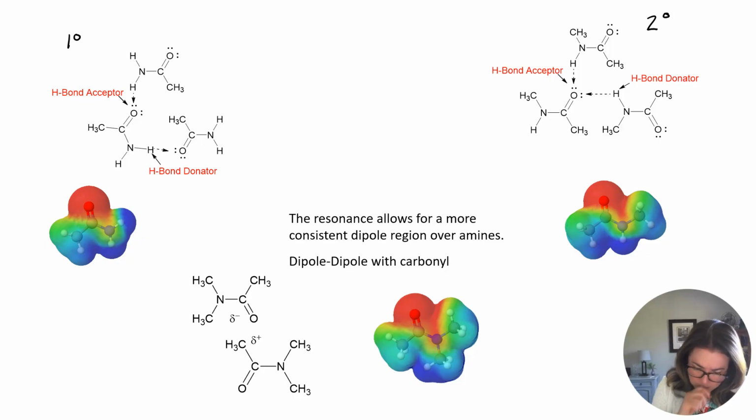Now, when we start to talk about our tertiary amides, remember that this is undergoing a bit of resonance. So we are going to see a dipole-dipole interaction with the carbonyl, but this resonance is going to allow for a more consistent dipole region over the amines. And you can see that in the molecule view for each of these. There is a very distinct distribution of electrons.